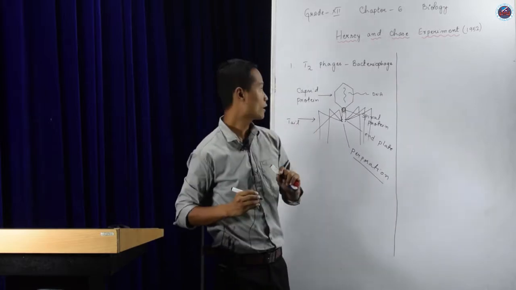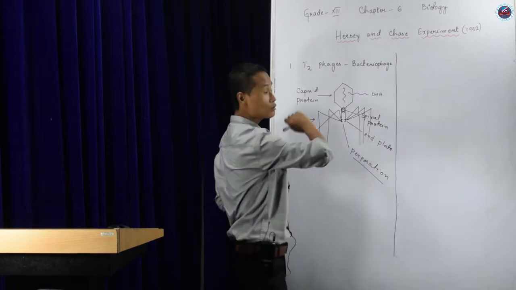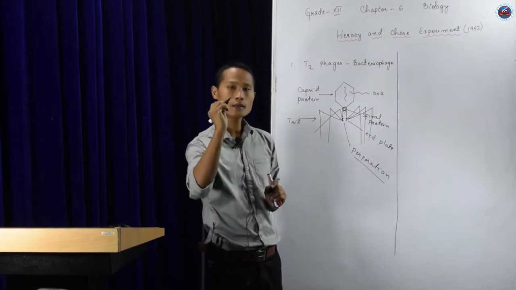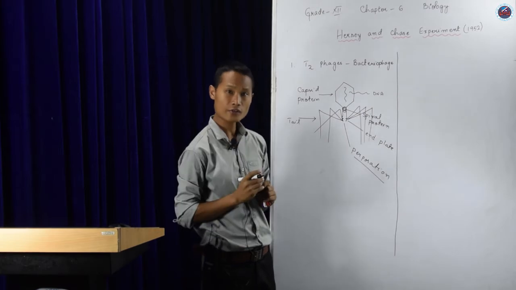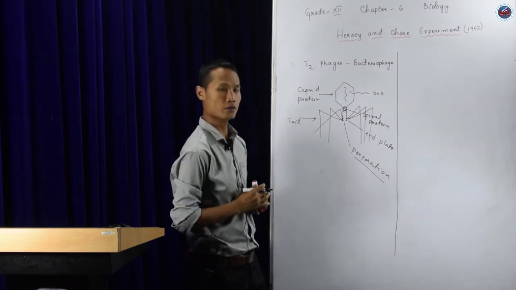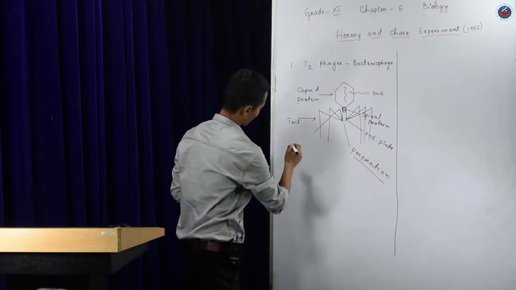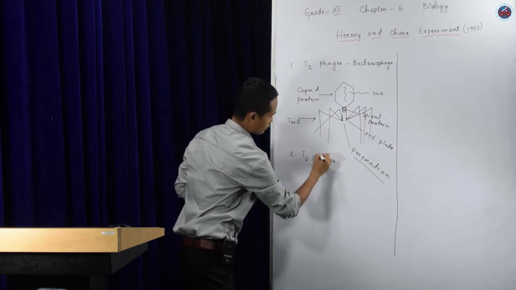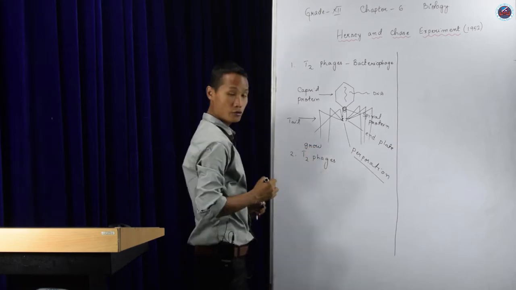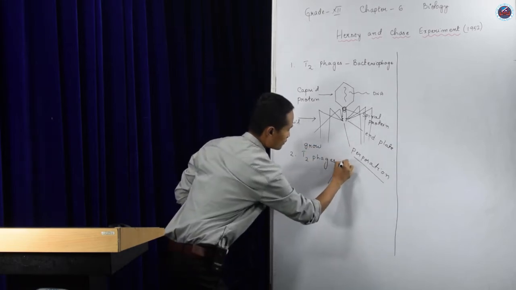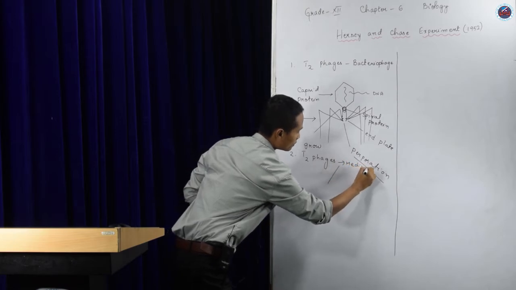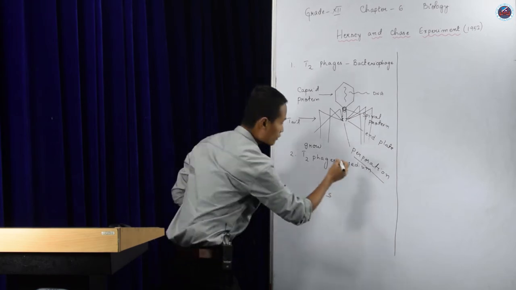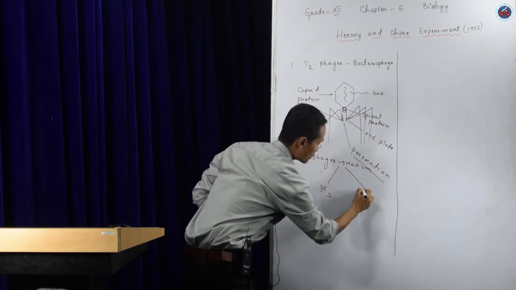Now what they did was they took these T2 phages and grew them in a medium where the medium has sulfur 35 and phosphorus 32. Now these are radioactive elements. So they grew these T2 phages in a medium where there is sulfur 35 and phosphorus 32.